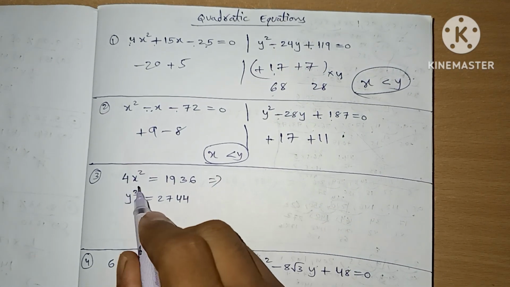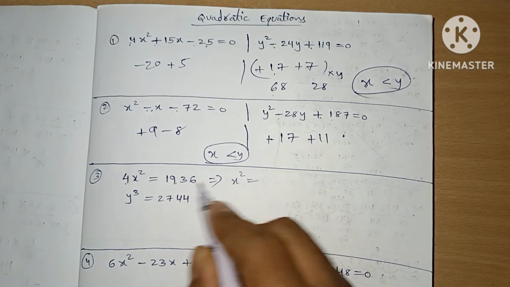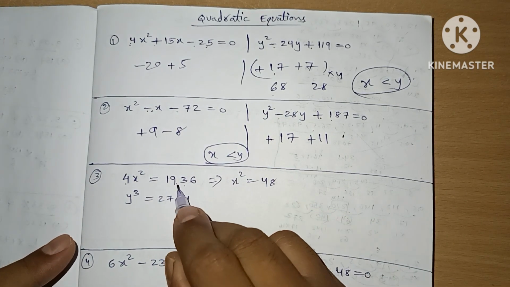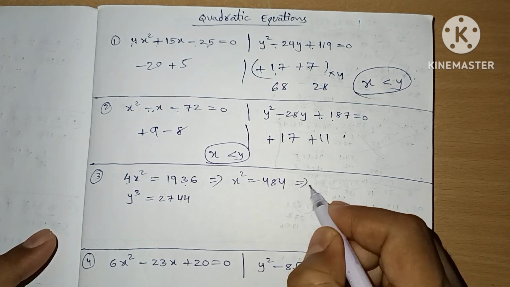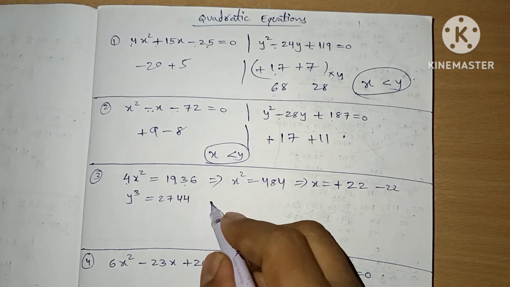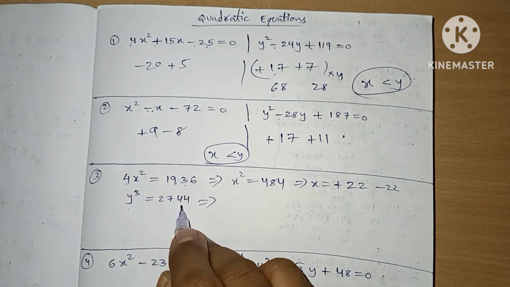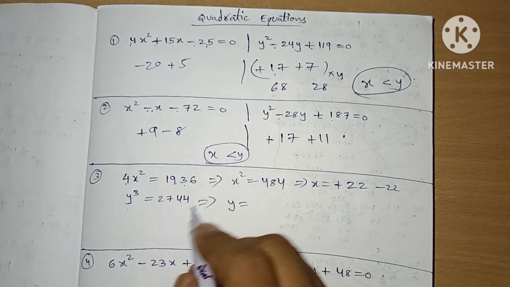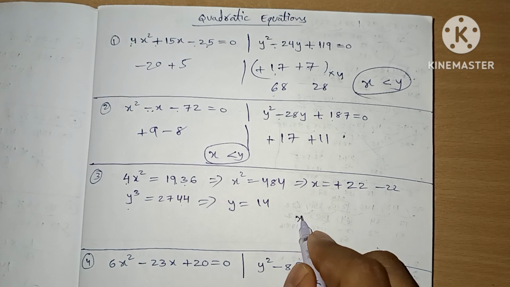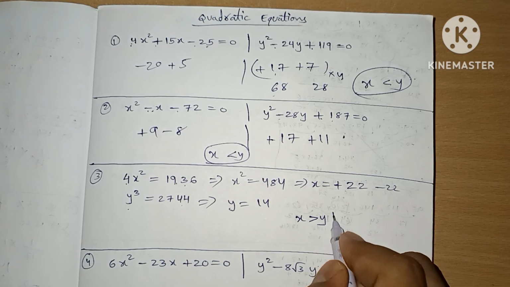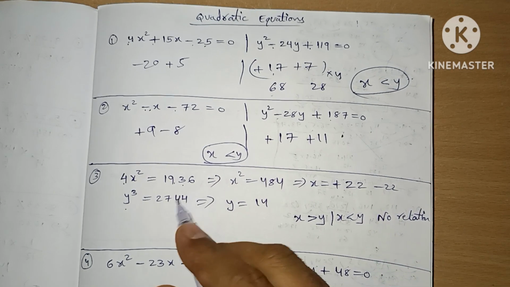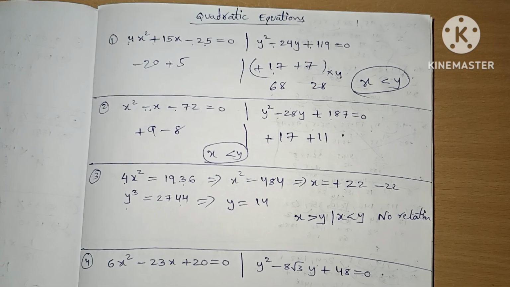Next one, here 4 x square equals to 4 4 times and 4 8 times and 4 4 times. So x value will be plus 22 or minus 22. Here y cube value is 2744, which is y value will be 14. So by comparing these two, it is clear that x becomes greater than y and x lesser than y. So there is no relation between these two equations. Okay, next.